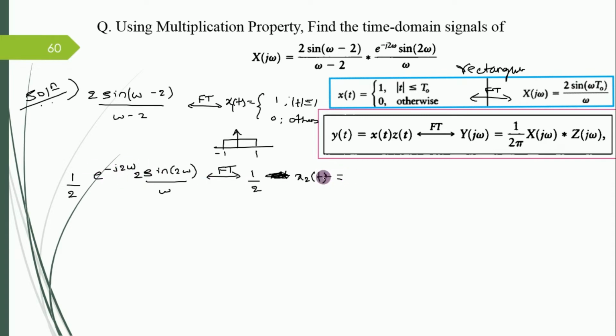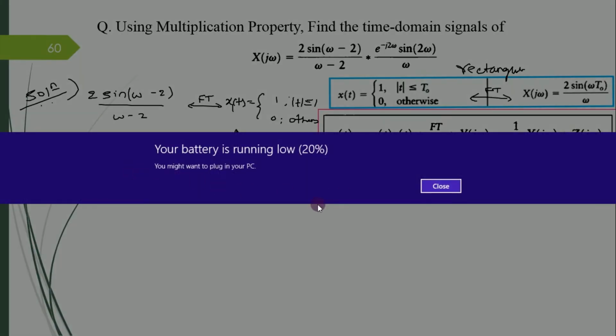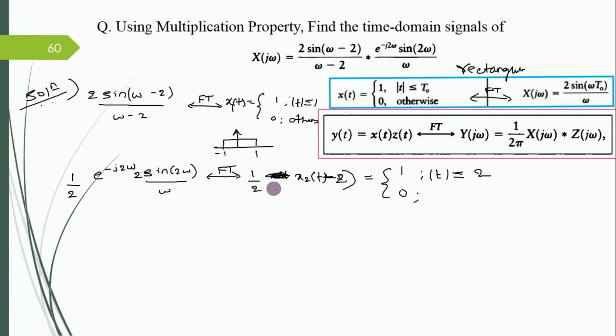To compensate it, I should have a time shift by how many times? Here it is 2, so 2 times. This will give you 1 for t less than or equal to 2, because I'm having t naught 2, and this 2 is because of the time shift property. This is otherwise. Okay, so we have all the things that is needed.